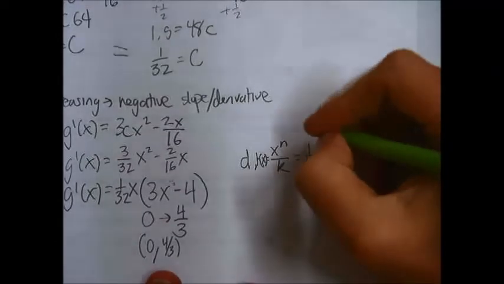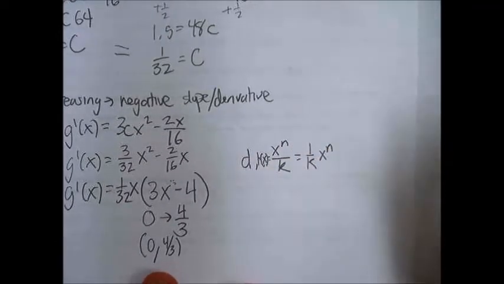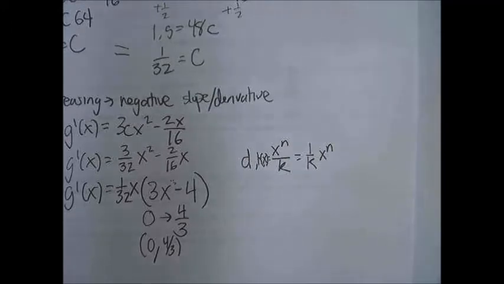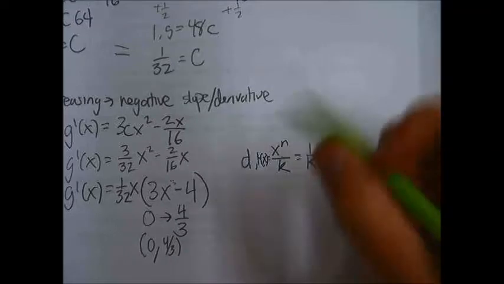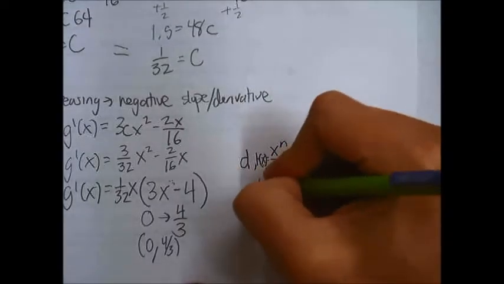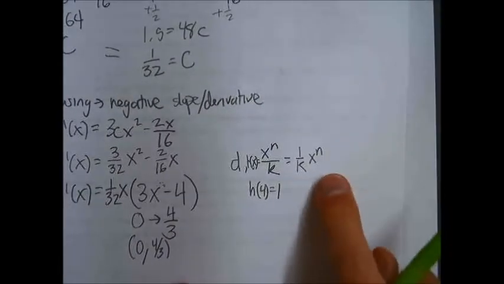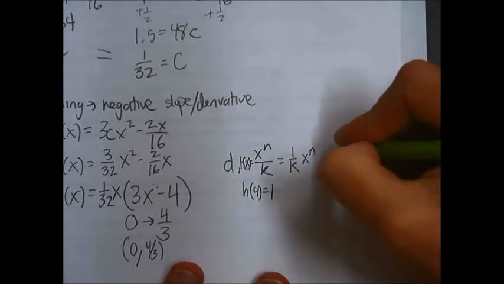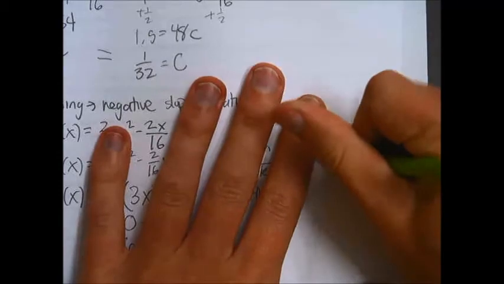Now, I'm going to rewrite this real quick. A lot of people get kind of foiled by the k thing. They tell us k is a constant in the problem that we're going to find the value of. So I'm going to write this as 1 over k times x to the n to show that x is the only thing I'm taking the derivative of. Now we have the same conditions. We have that h of 4 equals 1.